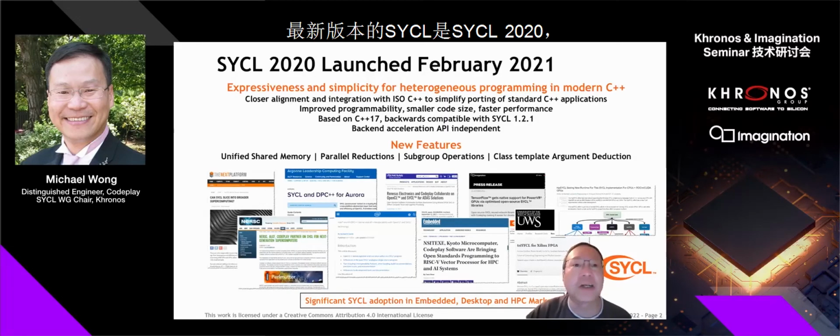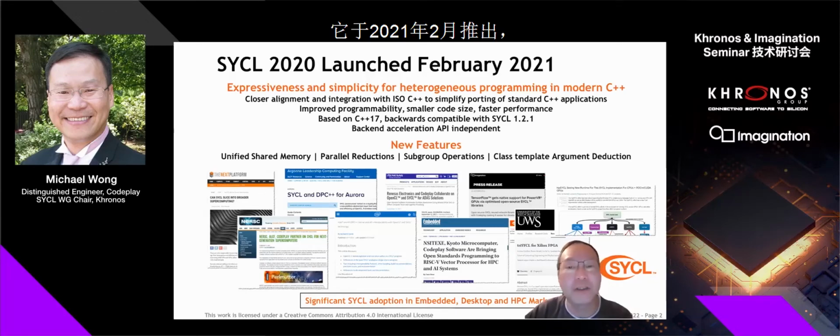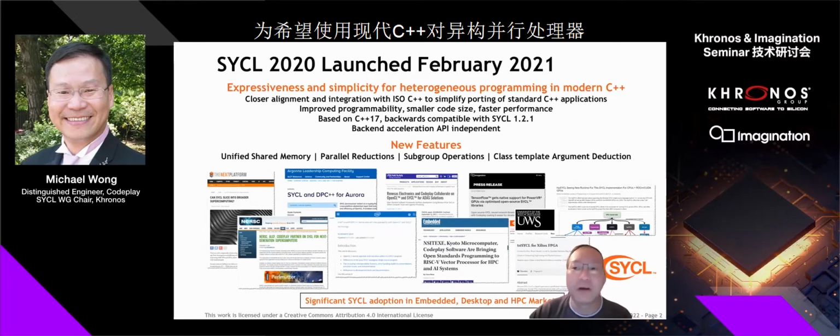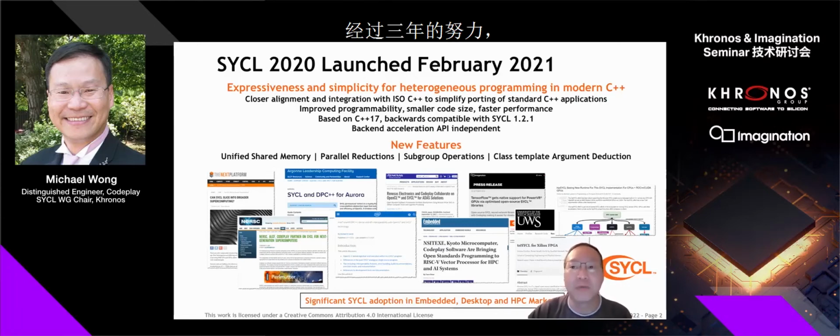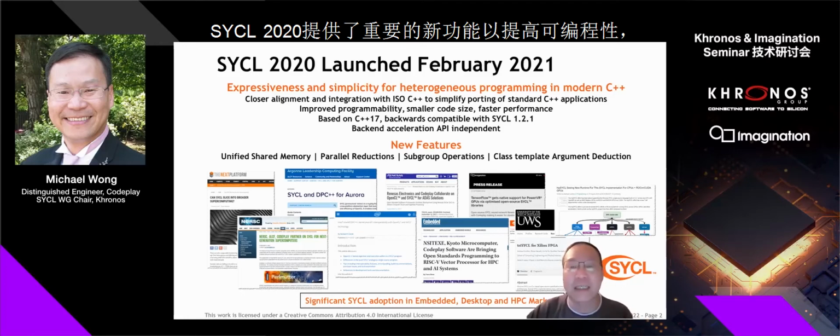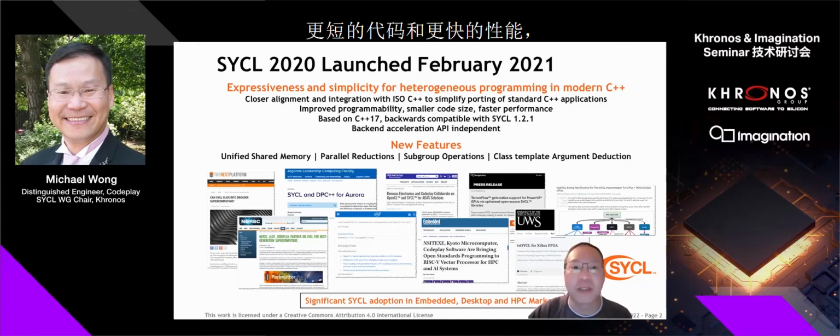The latest version of SYCL is SYCL 2020, which launched in February 2021 to bring a new level of expressiveness and simplicity for developers who wish to program heterogeneous parallel processors using modern C++. The result of 3 years of work, SYCL 2020 aligns closely with ISO C++17 to simplify porting of standard C++ applications, while backwards compatible with previous SYCL versions. SYCL 2020 provides significant new functionality for improved programmability, smaller code size, and faster performance, and is consequently being widely adopted in desktop and supercomputer markets, as well as embedded systems.